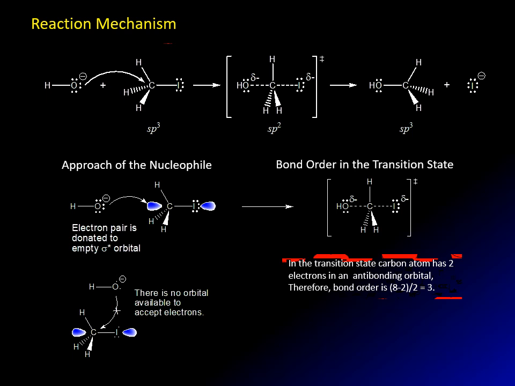So when it comes to the valence electrons that carbon is surrounded by, there are 6 valence electrons from 3 carbon-hydrogen bonds. There are 2 valence electrons from the carbon-iodine bond. They are still there. The bond is not fully broken. And then there are 2 antibonding electrons from the carbon-oxygen bond that is being formed. Or actually, those 2 antibonding electrons are now in the carbon-iodine antibonding orbital. So when we calculate the number of electrons, that's 8 bonding minus 2 antibonding, total of 6 divided by 2, 3. So bond order is actually 3.